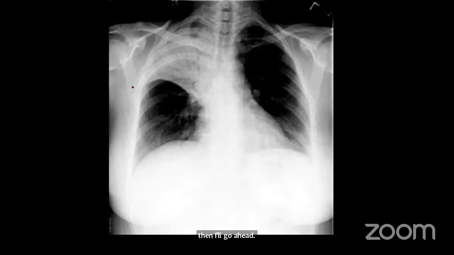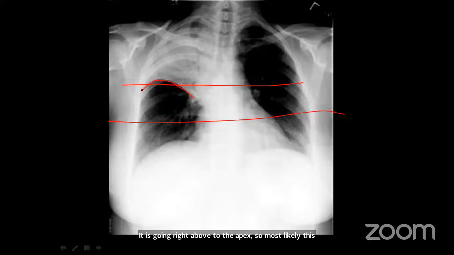As you can see, it is in the upper zone, right? And it is going right above to the apex. So most likely this is a consolidation. And here, as you can see, the horizontal fissure is actually bending upwards. So there is loss of air, and that is why the lung volume of the upper lobe is decreased, and the fissure is bending. It is convex upwards.